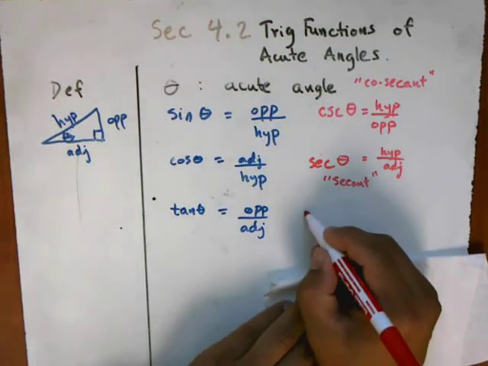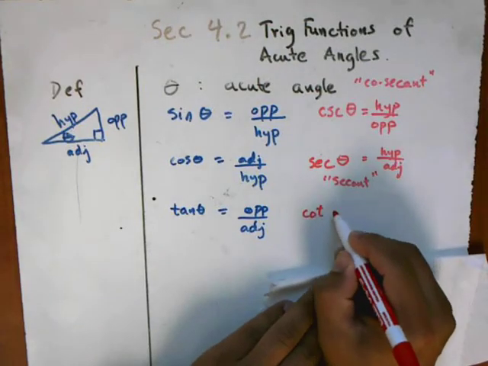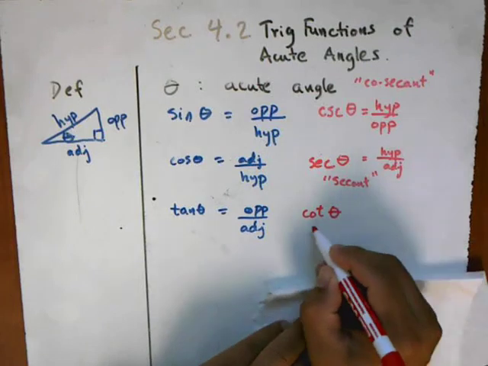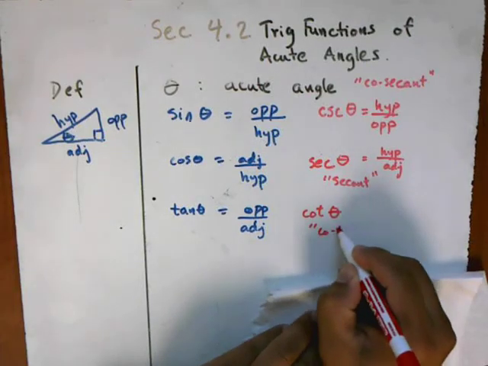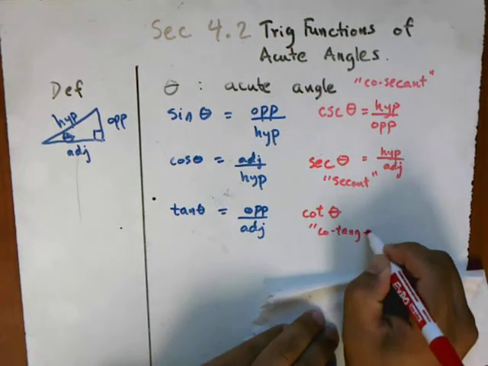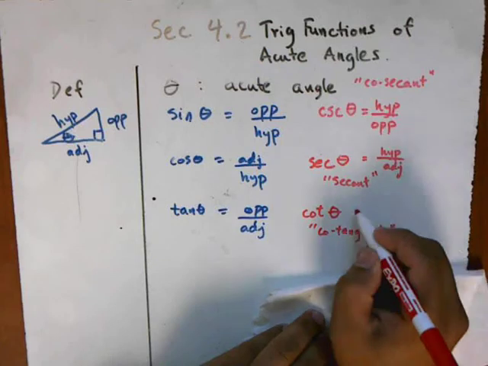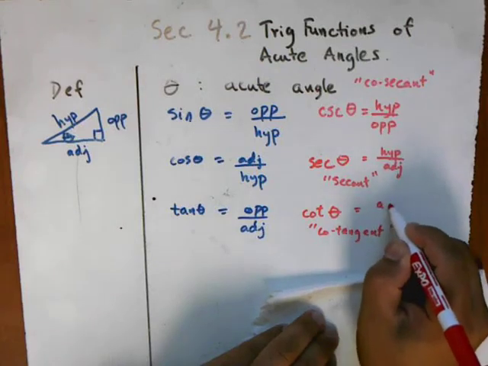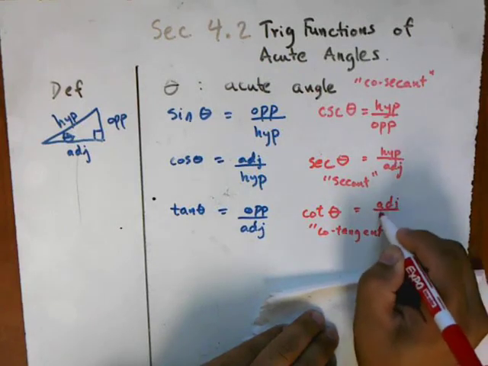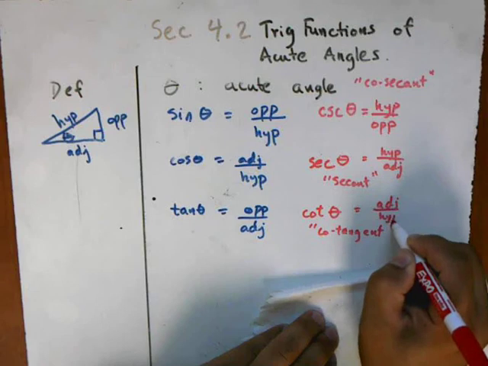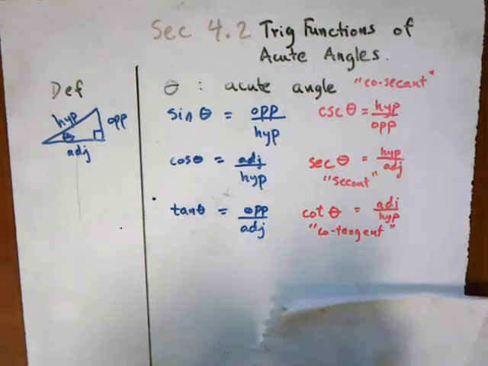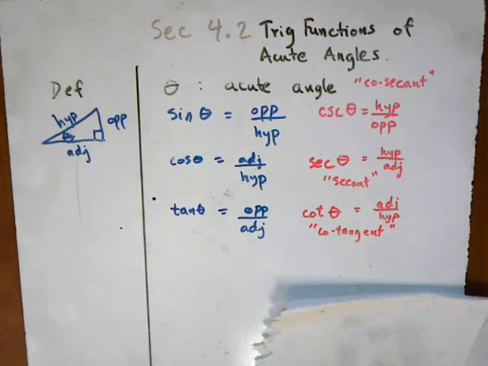And finally, for the tangent function we have COT. It's not pronounced cot, it's pronounced cotangent. And this is the ratio of the adjacent over the opposite, which is just the reciprocal of the tangent function.